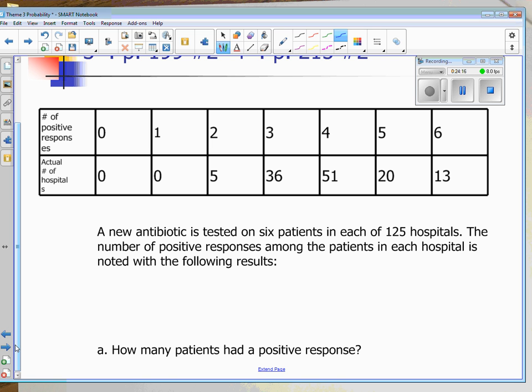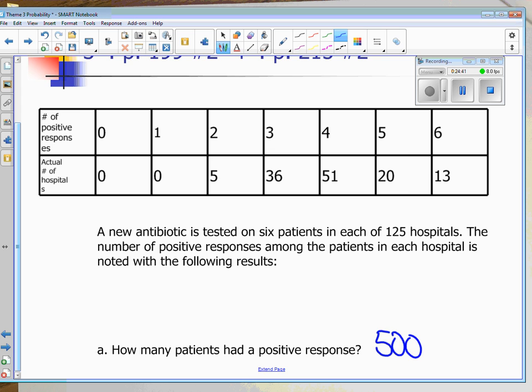Yeah. This is like the expected value or the mean. Okay? So it's literally just finding the mean. You could type it into your stat list like we did on our calculator a second ago, or you can just say 0 times 0 plus 1 times 0 plus 2 times 5 plus 3 times 36, etc. And you should get 500. Okay?